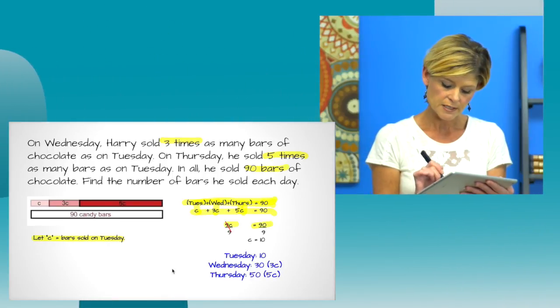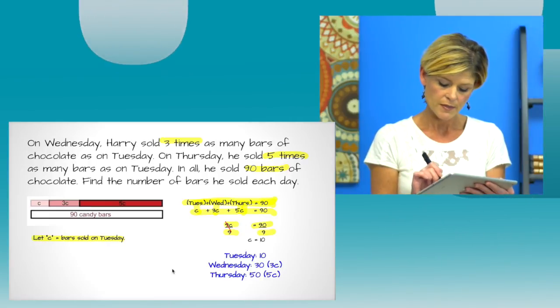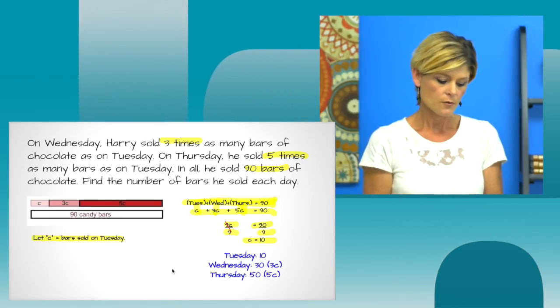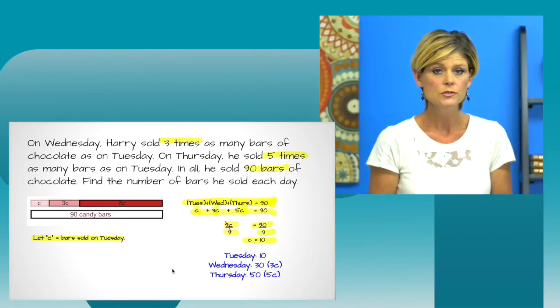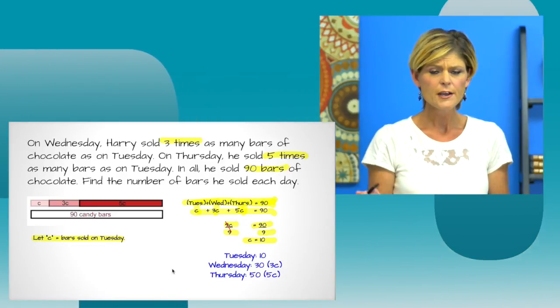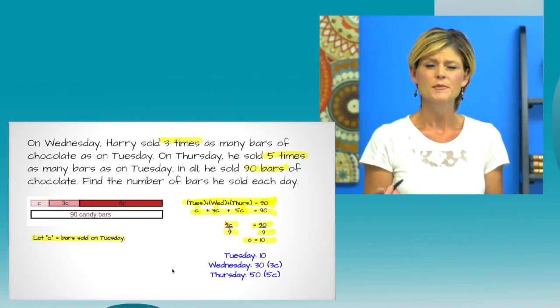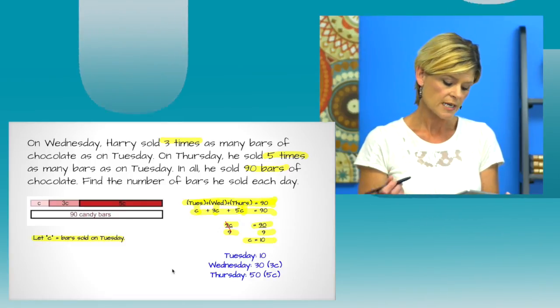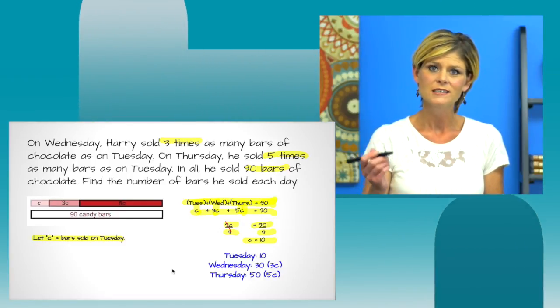Now I will divide both sides by 9. My 9's will cancel out. And C equals 10. And remember, C is Tuesday. So that tells us that Harry sold 10 on Tuesday. But that's not the whole question. The question asks us to find the number of bars he sold each day.